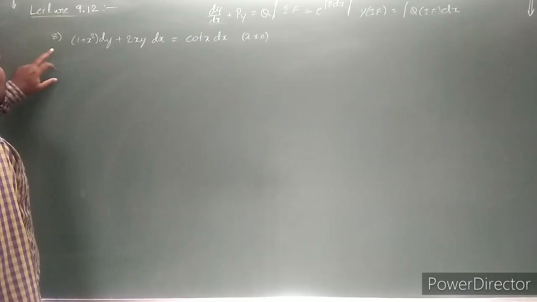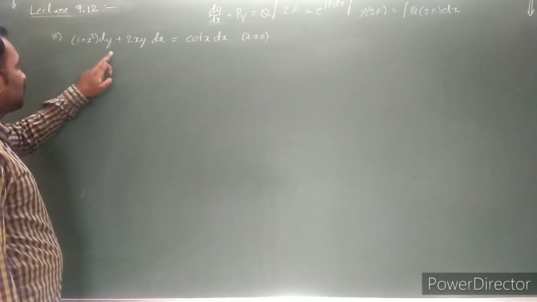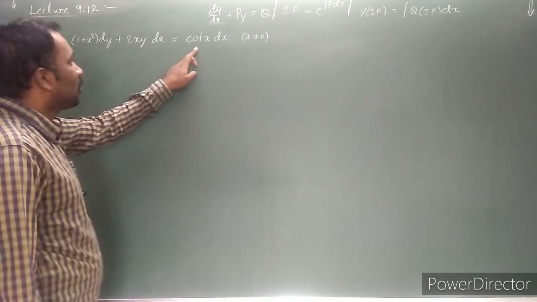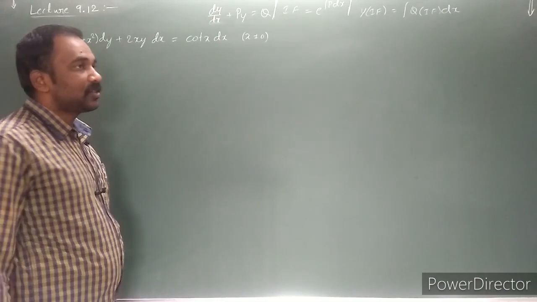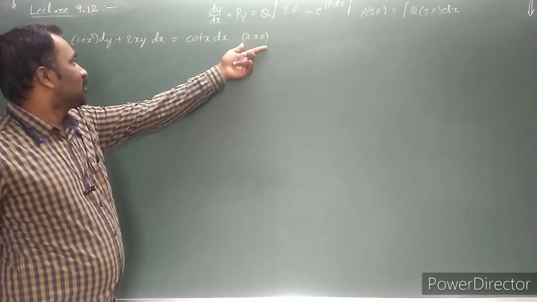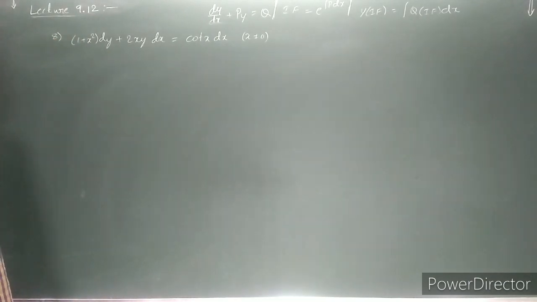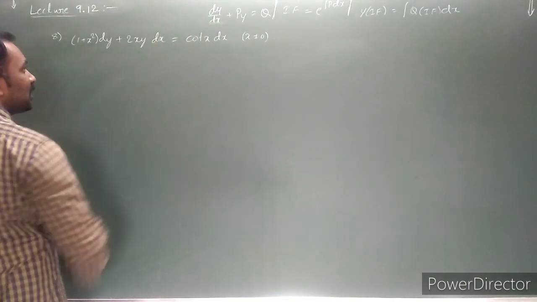Okay. Next problem: (1 + x²) dy + 2xy dx = cot x dx, where x is not equal to 0. The x value should not be 0 because cot of 0 is not defined, right? So that is it. Now first of all, we find dy by dx.